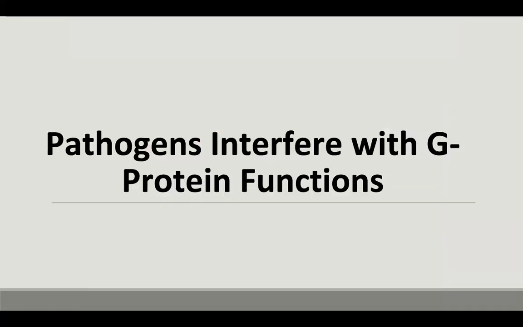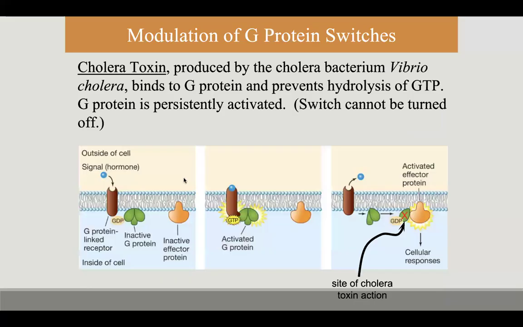Pathogens can interfere with G protein functions. One way, for example, is the cholera bacteria. What happens with the cholera bacteria? Right here, it binds to the G protein. Once it binds to the G protein, it prevents any hydrolysis of GTP. If GTP can't lose its phosphate, it's persistently activated. So the switch is turned on permanently. The switch cannot be turned off.